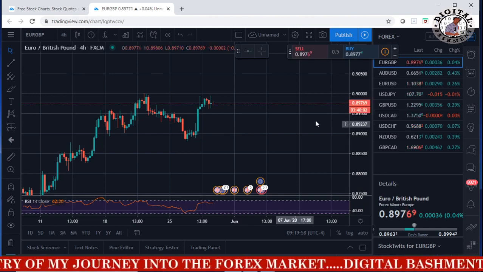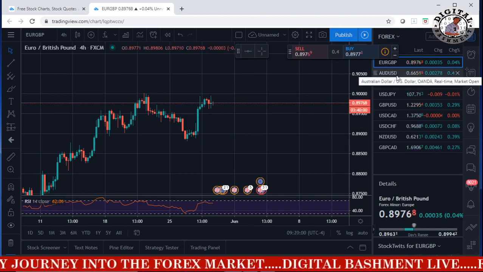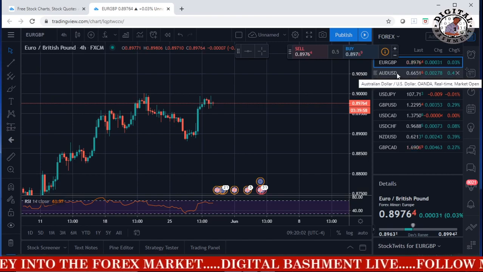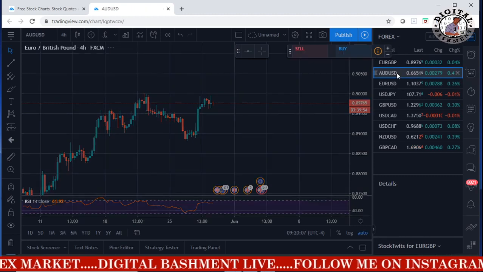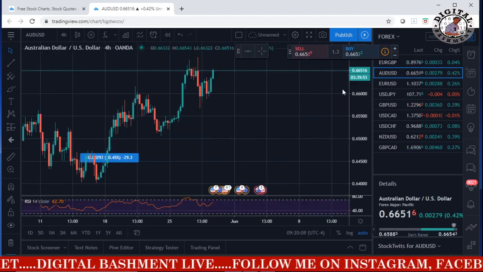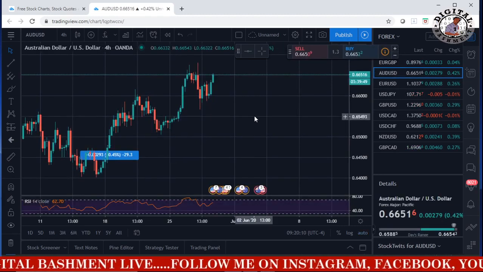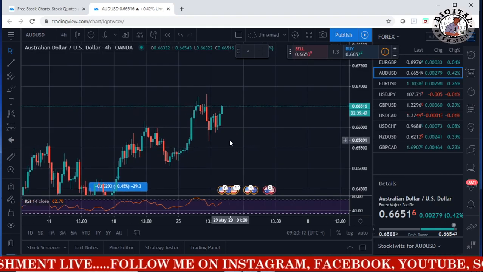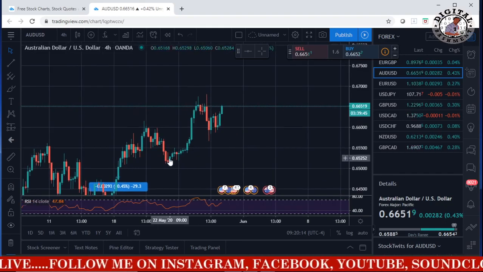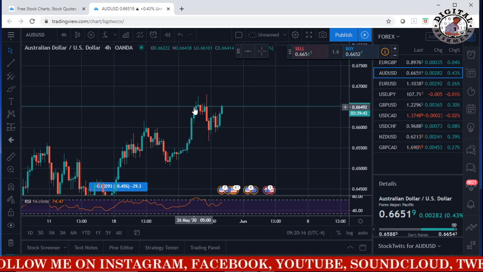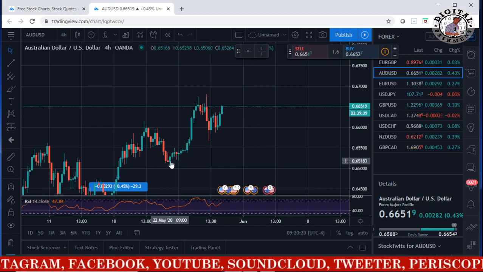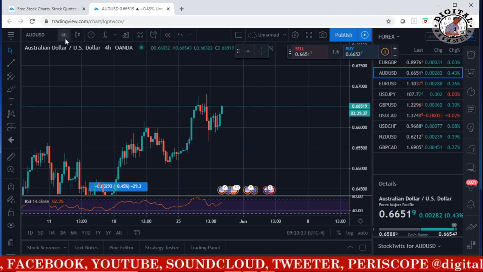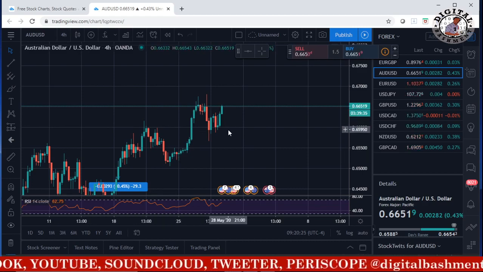Let's go to the next pair, the Aussie and US dollar. Alright, I see something happening here now. See, nice little trend going up here. Again, this is the 4 hours. So, boom.